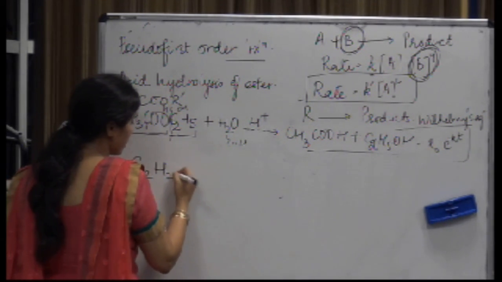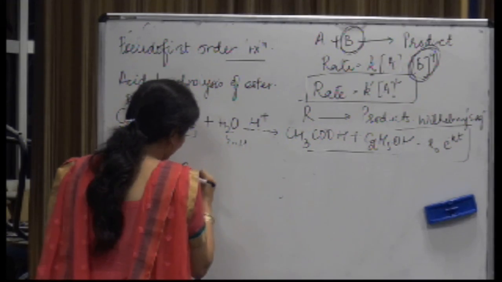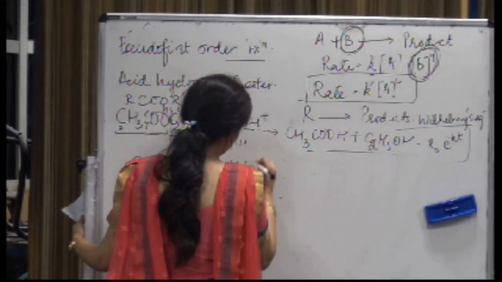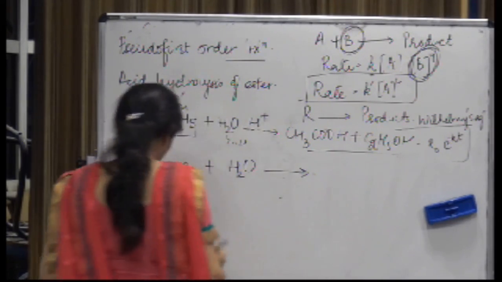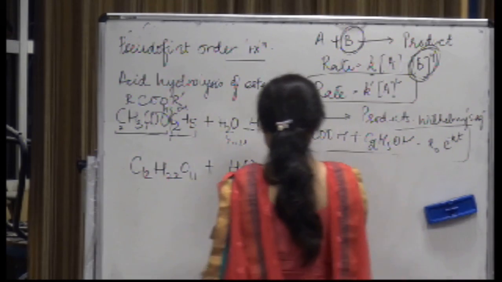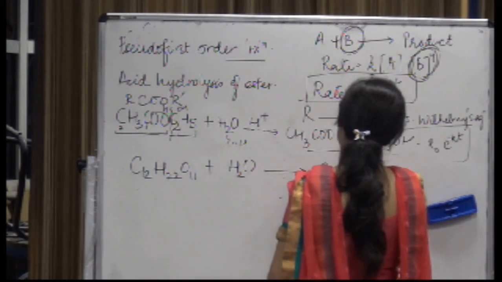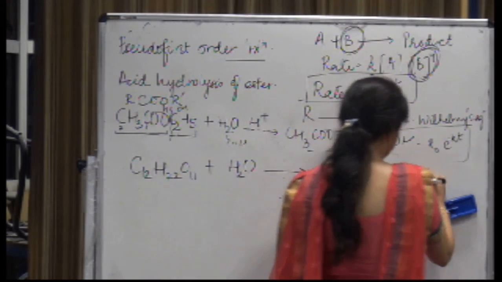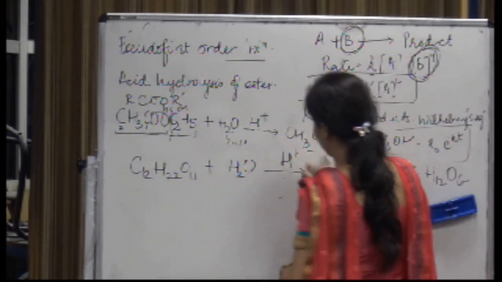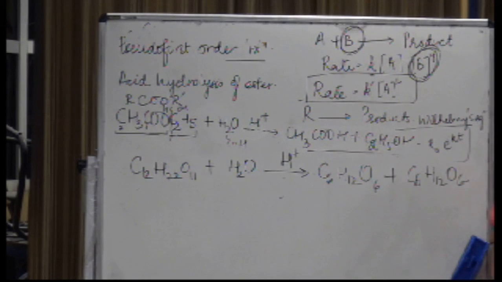Cane sugar is your C12H22O11 plus water. Inversion of cane sugar will give you nothing but that will be C6H12O6, and again you will have C6H12O6, and that is also in the presence of acid.